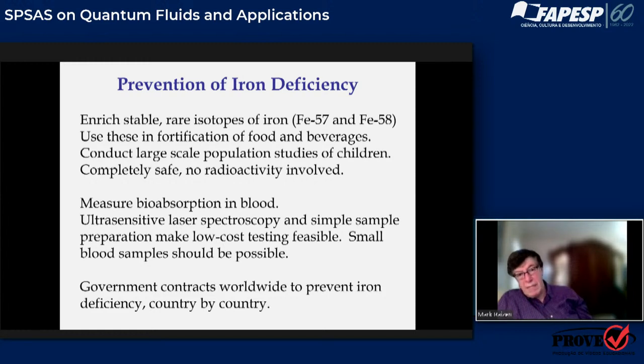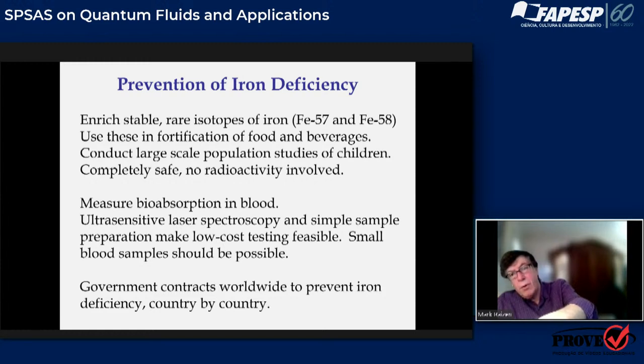But we believe that with ultrasensitive laser spectroscopy of iron and simple sample preparation, because we don't care about the mass spectra, we're actually looking at atomic fluorescence, we could use small blood samples and scale it up to very large population studies, and in such a way we could really determine country by country how best to fortify foods and beverages to prevent iron deficiency. And once we can do iron deficiency, we can go on to calcium and to zinc.